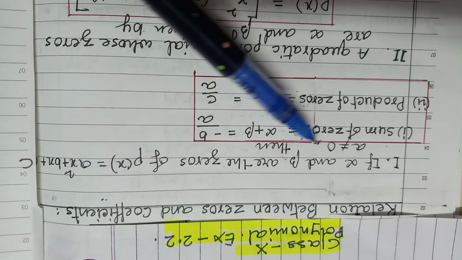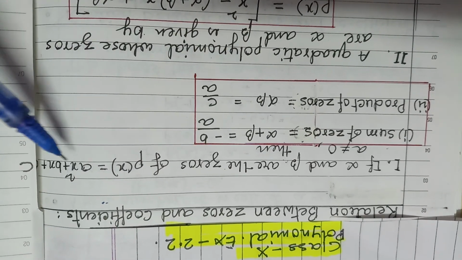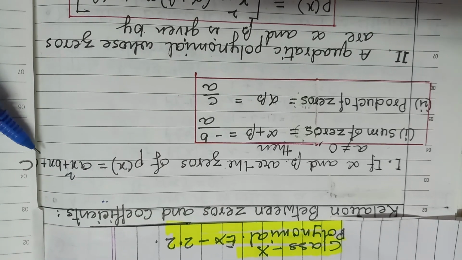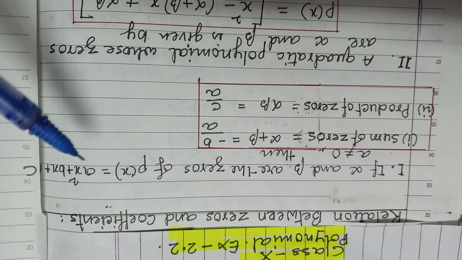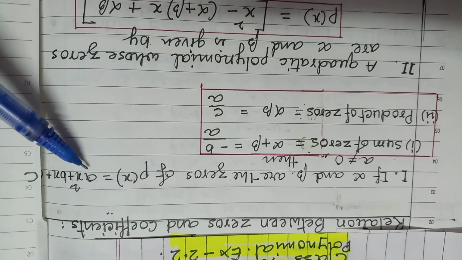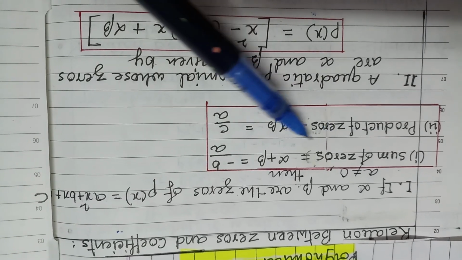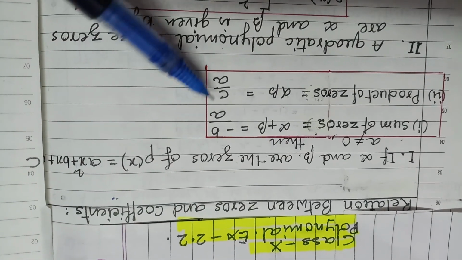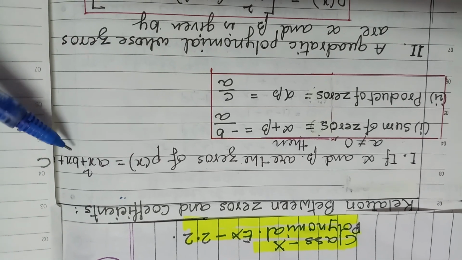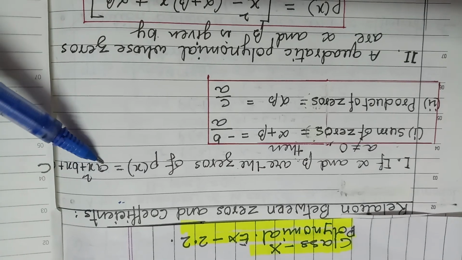Now if alpha and beta are the zeros of polynomial ax square plus bx plus c, a quadratic polynomial, so a is not equal to 0. A is not equal to 0 means the coefficient of the first term must not be 0. Okay. Now sum of zeros means alpha plus beta is equal to minus b upon a. Minus b upon a means coefficient of x upon coefficient of x square.